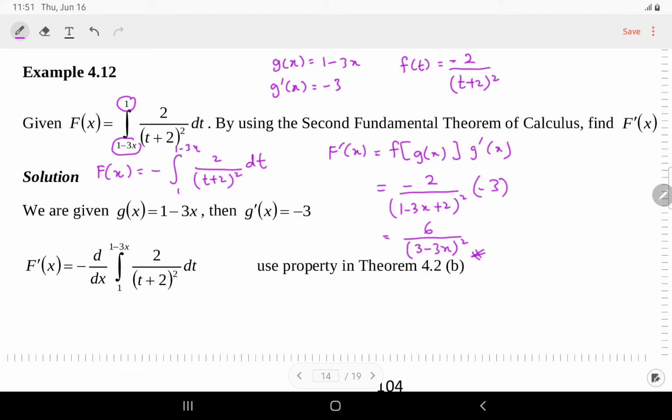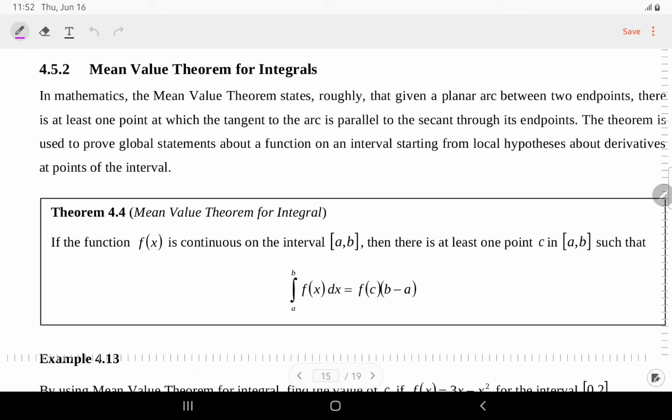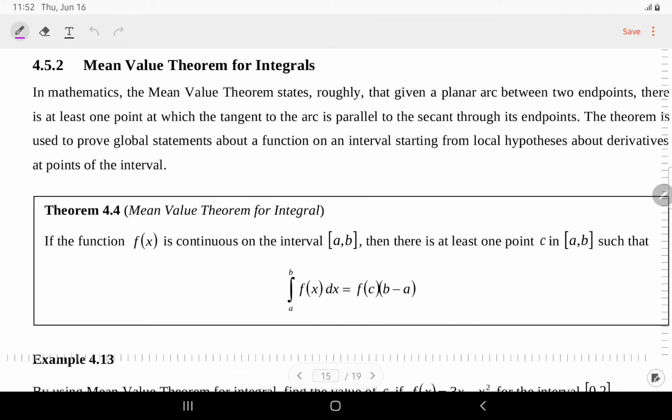So when you all encounter a question involving the second fundamental theorem of calculus, look carefully at whether the function is in the upper limit or not. If the function is at the lower limit, we need to swap it first, like in this question. Okay, next we move on to the mean value theorem for integral.